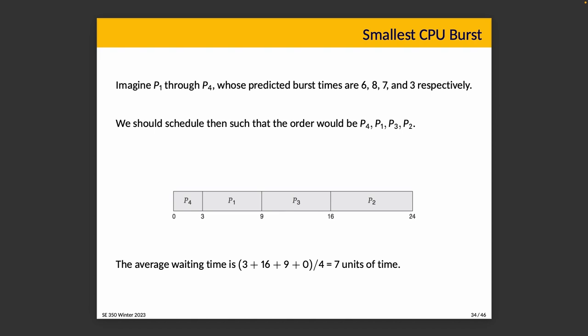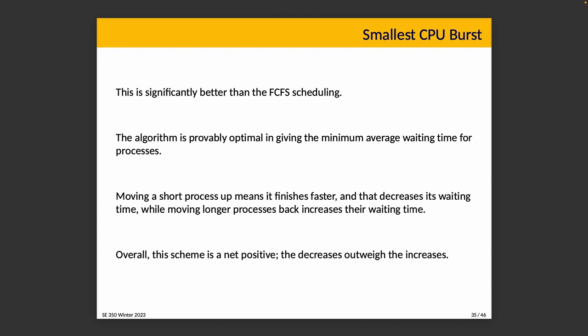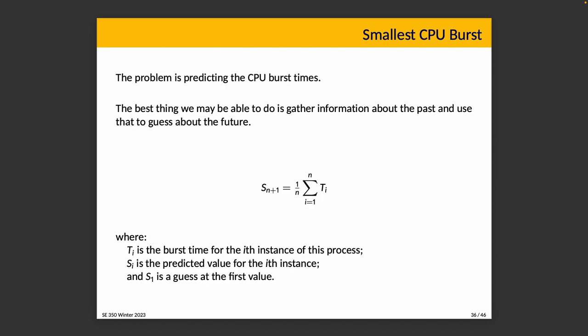Okay, this is significantly better than first-come, first-served scheduling. In fact, it is provably optimal in terms of giving the minimum average waiting time for processes. In fact, moving a short process up means it finishes faster, and that decreases its waiting time. Moving longer processes back increases their waiting time, but what makes this worthwhile is that the decreases in waiting time outweigh the increases in waiting time, right? It's a net benefit, even though that's not necessarily obvious from how the scheme is devised, but you can show that there is in fact a net benefit to doing this, such that overall, the scheme is a net positive, even if something is going to wait a little bit longer. Not everyone benefits, but the benefits for the majority outweigh the detriment to the minority.